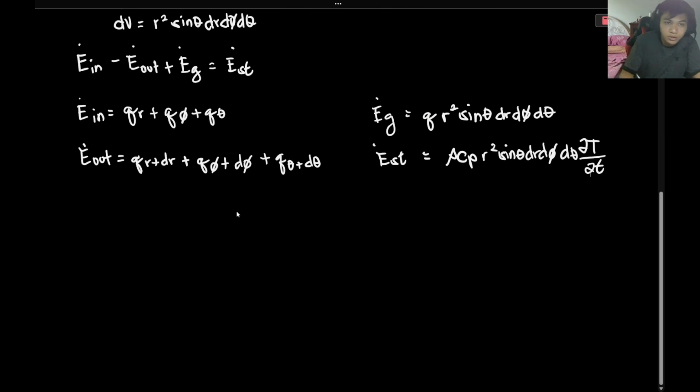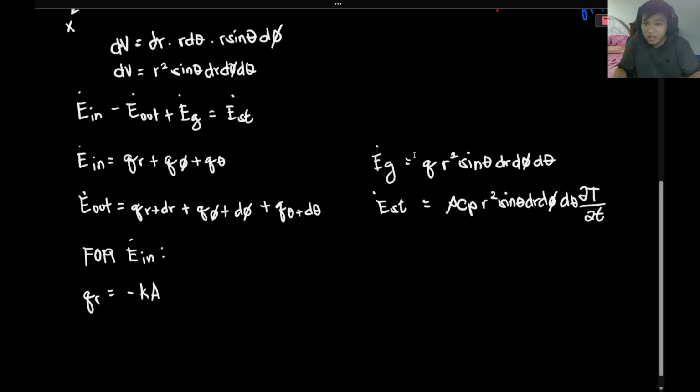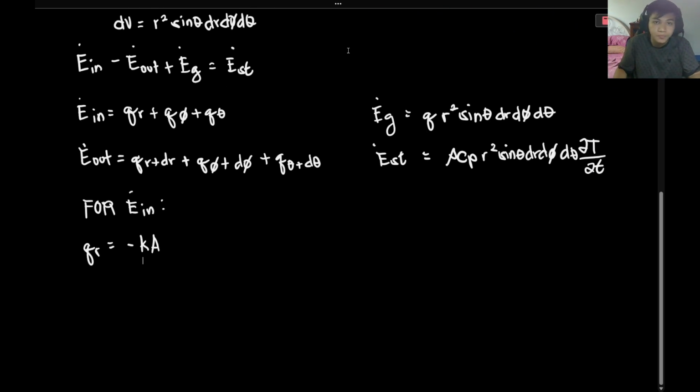Okay? So, let's start with our energy. Okay? So, for our Qr, again, we apply Fourier's law. So, that would just be kA, since that's the area. But our area, we will get from here. Okay? So, let's just do that.